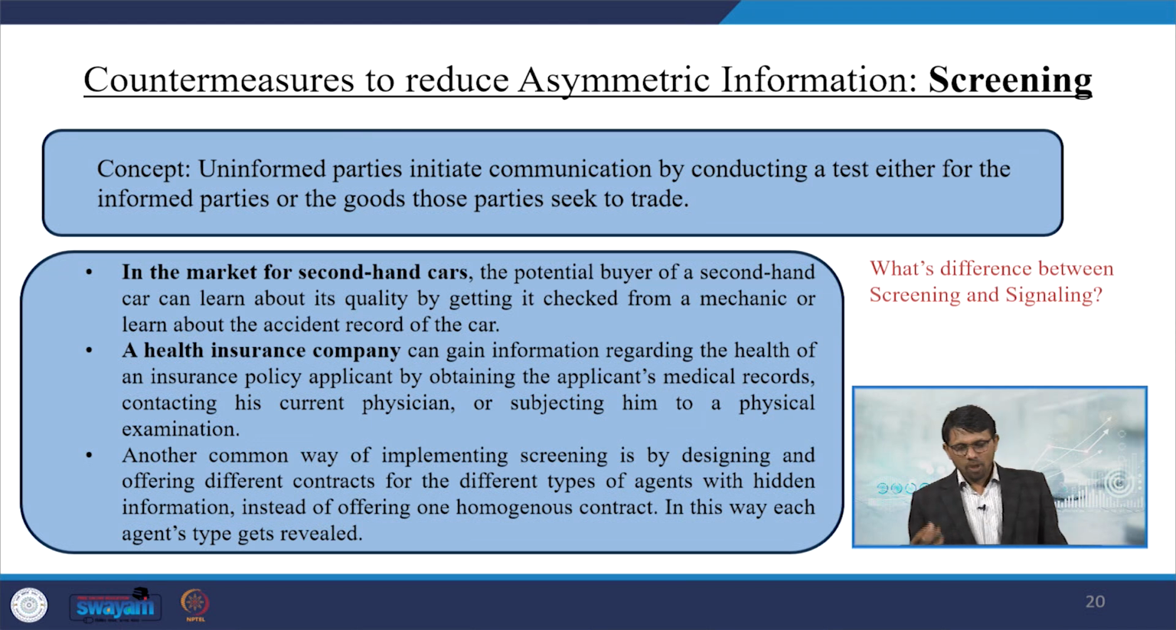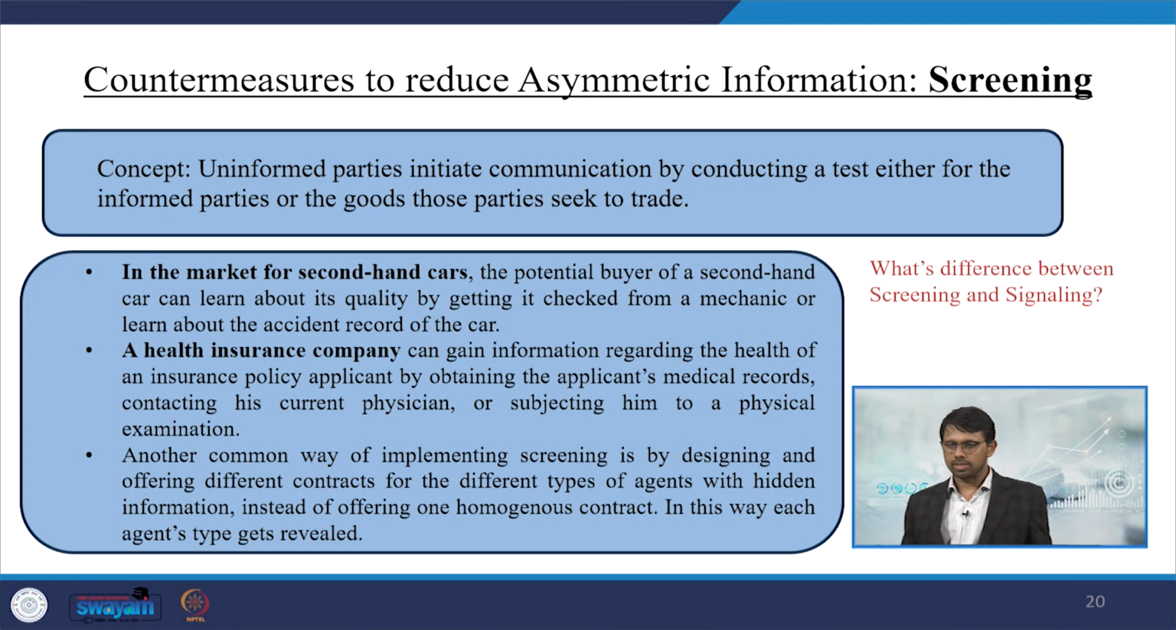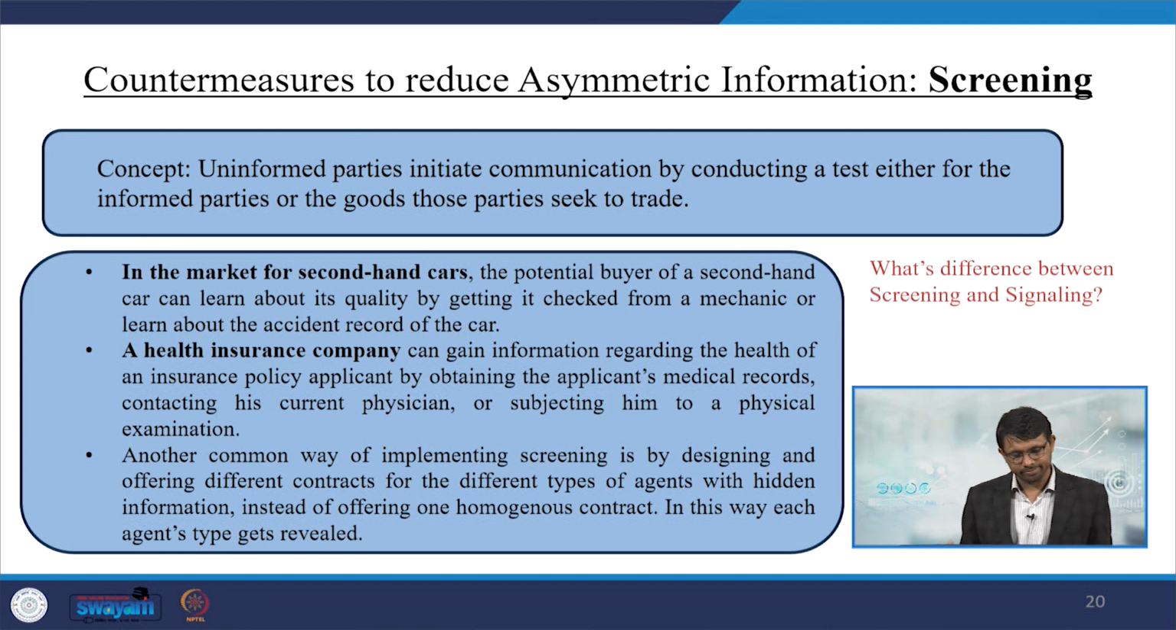Another one is called screening. If you have better screening of the candidate, or regarding a car or even the health insurance market, it would correct the information asymmetry. What is then the difference? One is called signaling, exhibiting information, whereas in the second one the uninformed party is actually deriving the information through screening. Uninformed parties initiate communication by conducting a test, either for the informed parties or the goods those parties seek to trade.